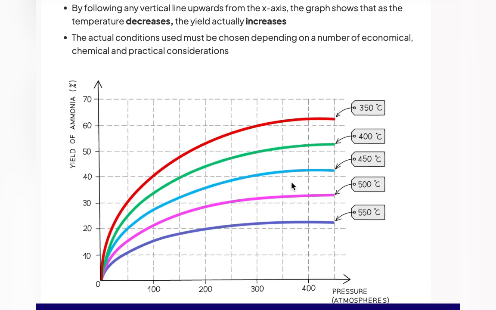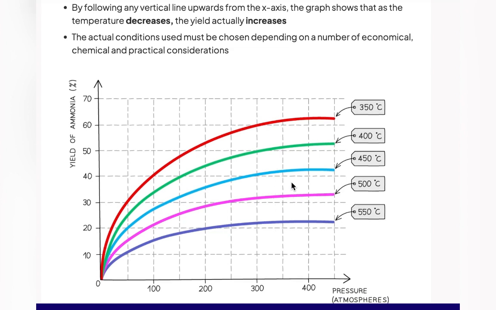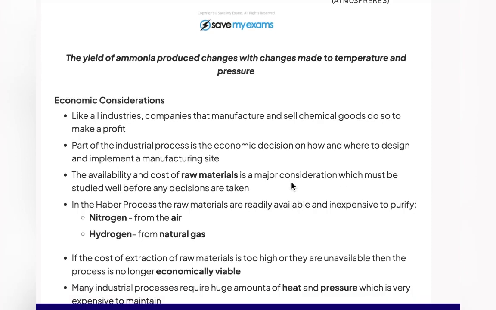Now the actual conditions used must be chosen depending on the economical, chemical, and practical considerations that you have. The industry, as a company, as a business, will consider so many things. You consider your economic factors, how you make profit. You have to consider your raw materials, the chemicals that you have available, and your practicalities, your practical applications.